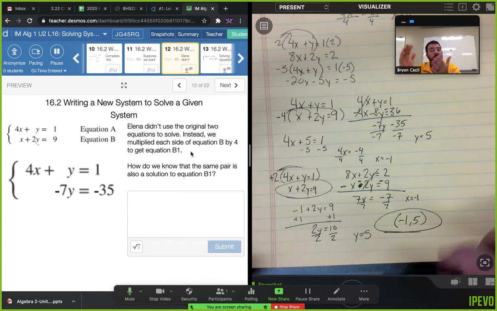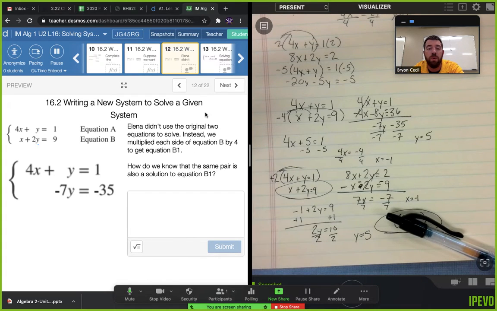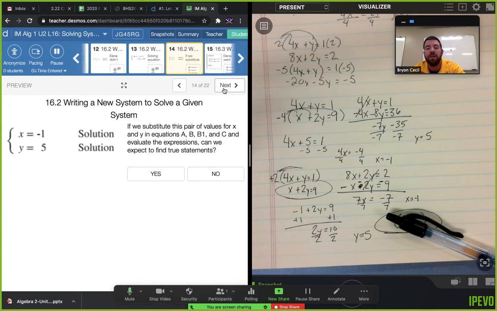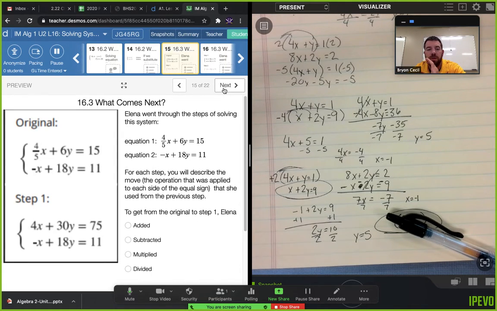Okay? So you get a little bit of choice in which one you want to eliminate first. But since we're multiplying both sides, it's equivalent equations. Equivalent expressions. Still get the same answer. Okay? So, I'm not concerned about these things with Elena and all that stuff there. How about this?